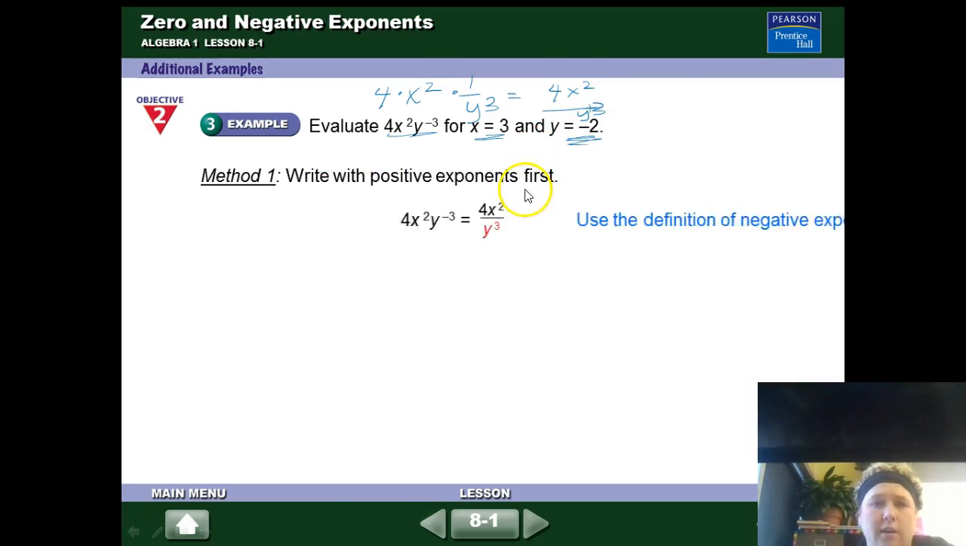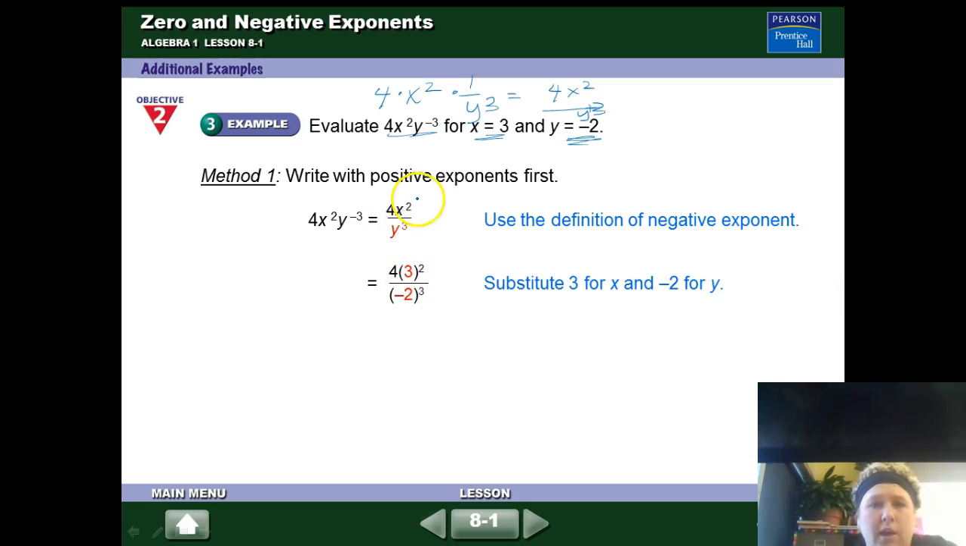And they're going to show you that here. So move to the bottom. Now we can plug in our x and y values. X was 3, y was negative 2. Continue to simplify. 3 squared is 3 times 3 is 9. 9 times 4 is where they get their 36. Negative 2 cubed is negative 2 times negative 2 times negative 2, which gives you negative 8. 36 divided by negative 8 gives you negative 9/2.